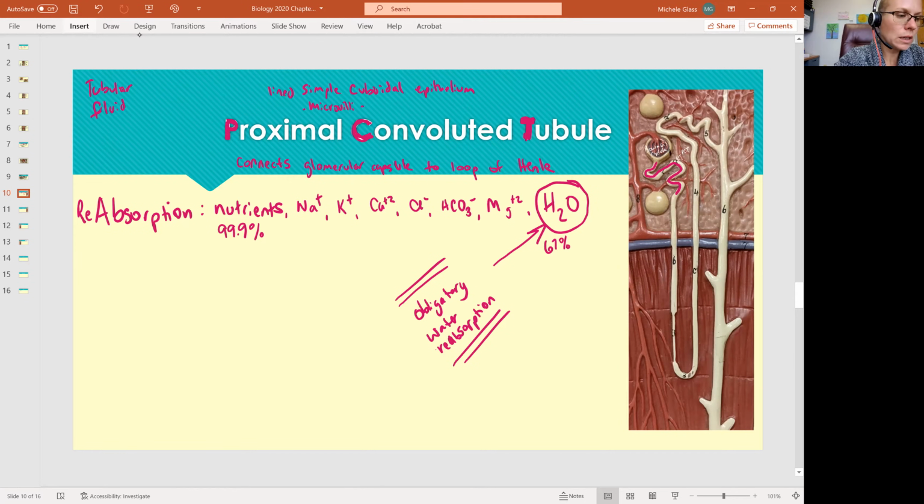We'll also see that some sodium ion is going to be pumped into the interstitial space. So this is going to be the space surrounding the nephron. We're going to see that in the kidney's medulla, we're going to have a really high osmolarity. And so that's going to be important as we make our way through.